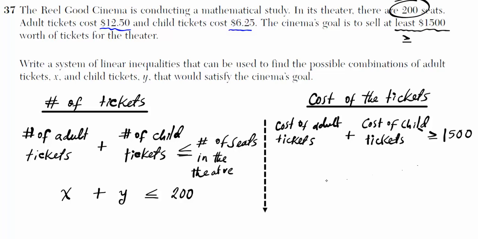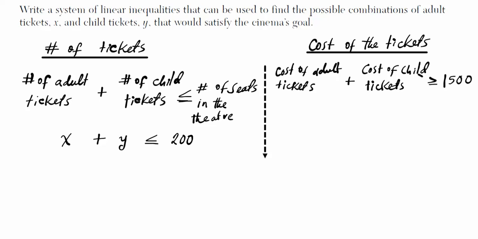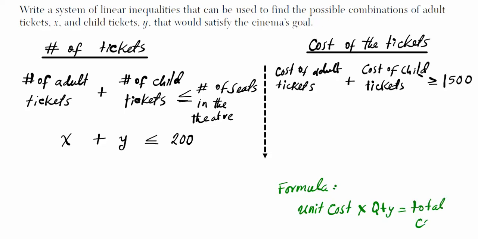Okay, now cost is basically, let's write down the formula for cost over here. So the formula is unit cost multiplied by quantity gives you the total cost. Okay, so that's what we're going to be using here.